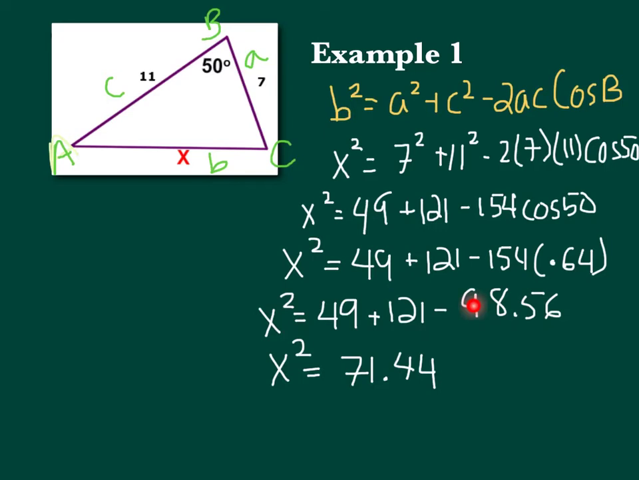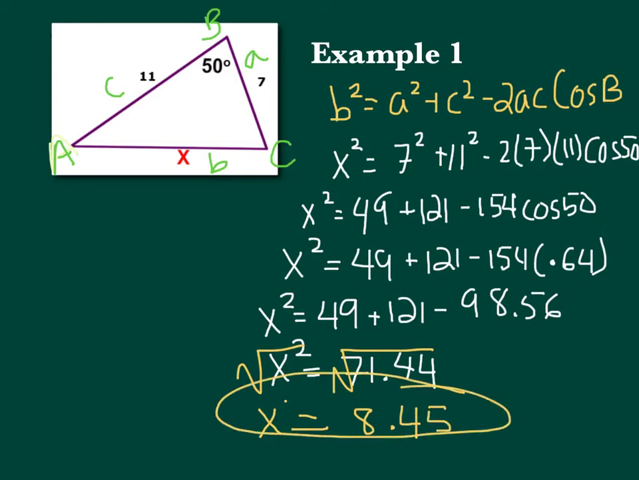We're not done though. You need to make sure you take the square root of both sides, leaving us with x equal to 8.45. And now you're all done.